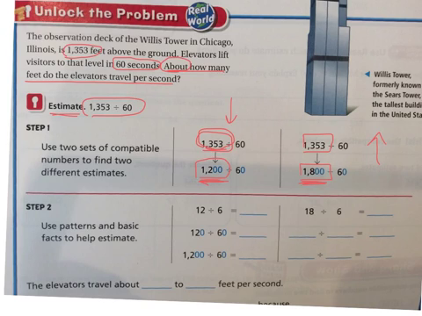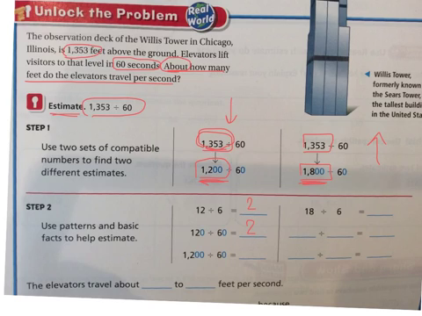So let's first find the low estimate, the estimate that's going to be lower than the actual answer. We can use patterns and basic facts to help us estimate. Let's start with the math fact. 12 divided by 6 is what? 2. Then if you add 1 zero to each one, 120 divided by 60, what's the answer going to be if I have 1 zero in the dividend and 1 zero in the divisor? Do I need any zeros in the quotient? Nope. So 120 divided by 60 is also 2.